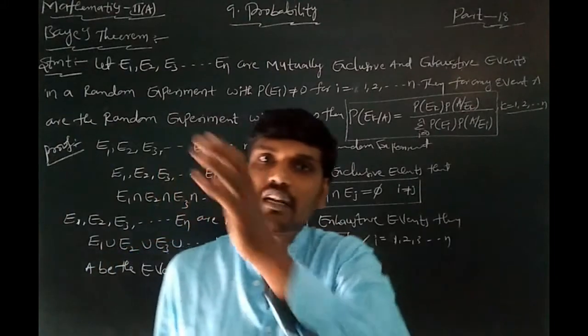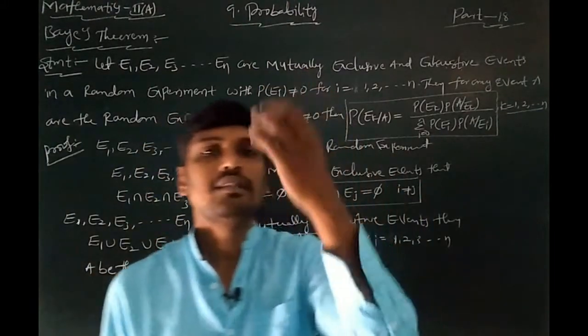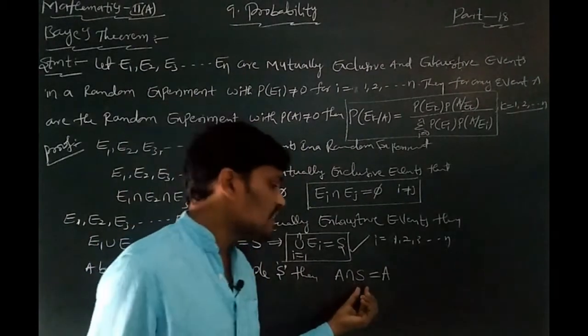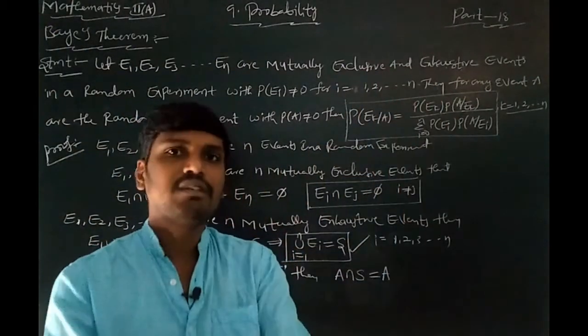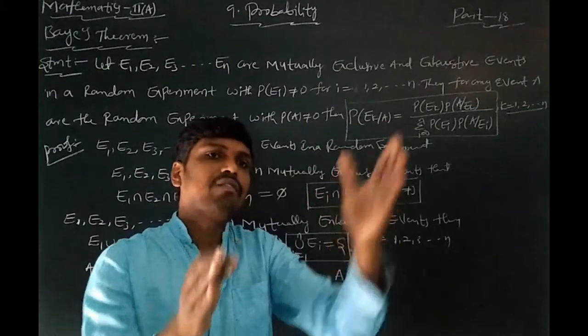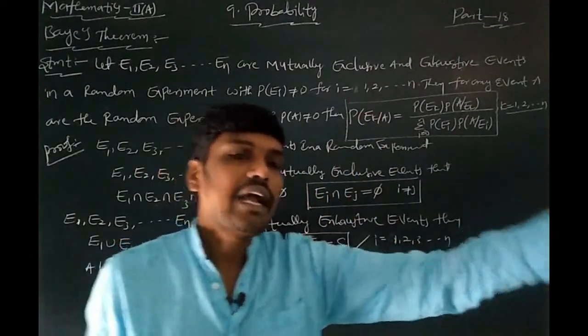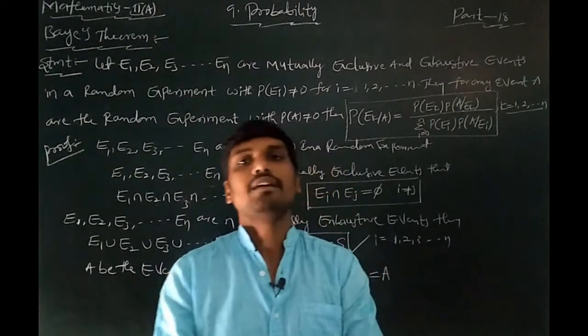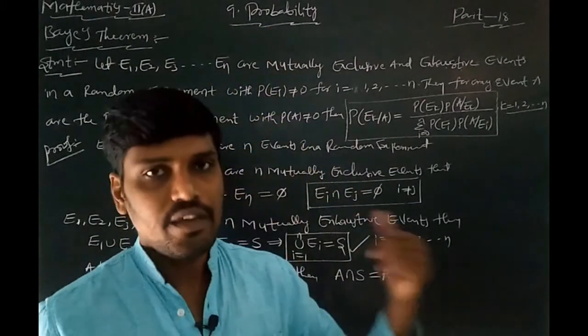What is the intersection of sample space and event? That value is equal to A. Understood or not? The sample space has total values, and in this total, A is one event. The intersection of sample space and event, the common elements, is equal to event A.